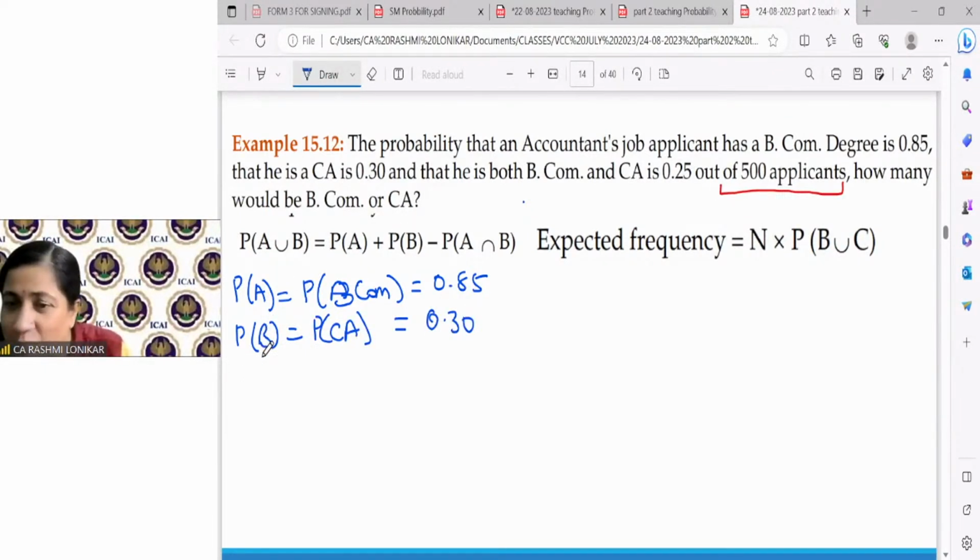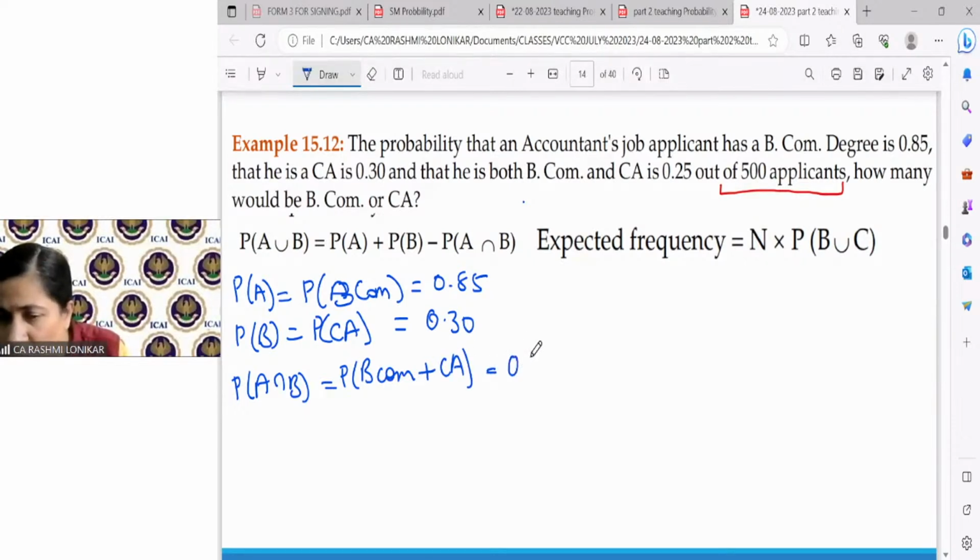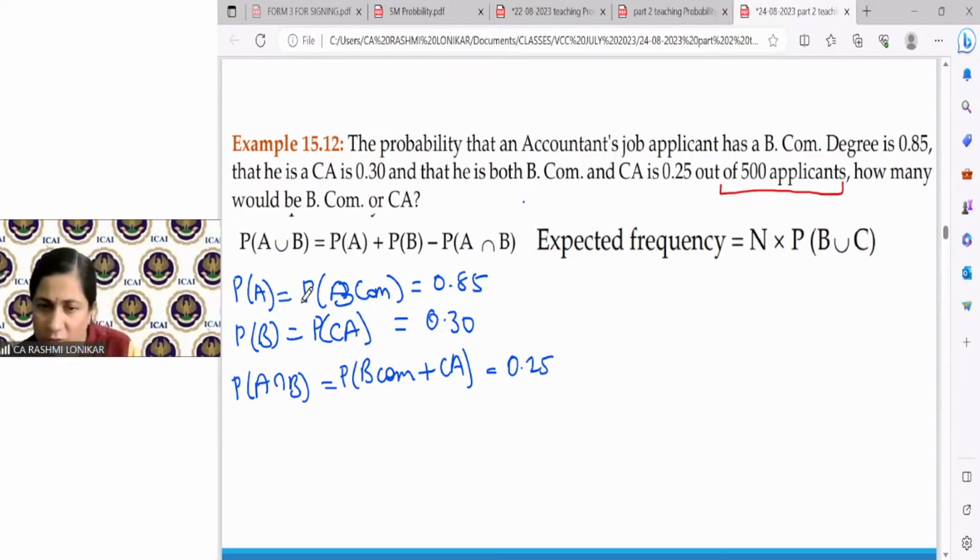And that is both BCom and CA. So P of A intersection B, that is both BCom and CA, is equal to 0.25. Okay. So how many would be BCom or CA? I have got P of A, I have got P of B, I have got P of A intersection B. I just have to put them in P of A union B.